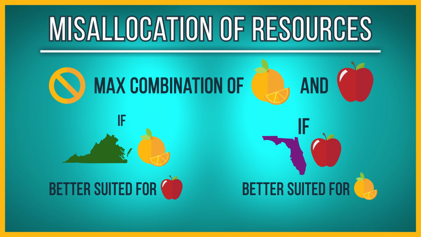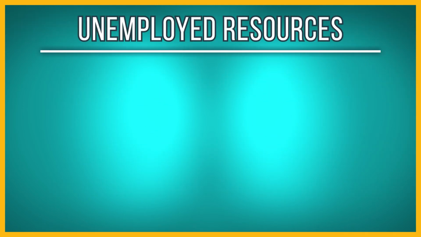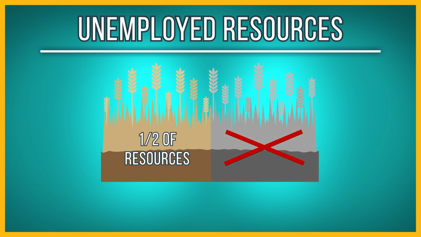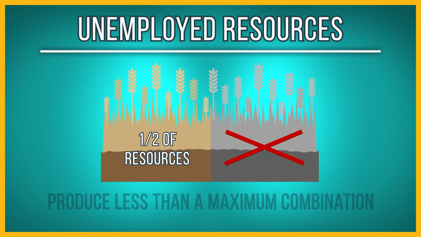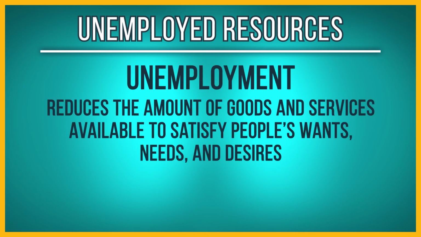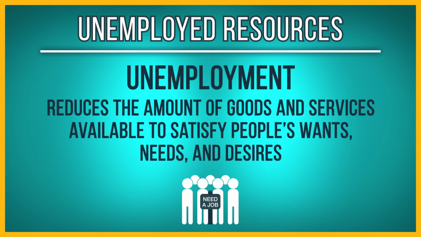A second way to produce inside the production possibility frontier is to have unemployed resources. If we used only one half of our resources, the U.S. would produce less than a maximum combination. One reason that macroeconomics studies how to reduce unemployment is that unemployment reduces the amount of goods and services available to satisfy the people's wants, needs, and desires.